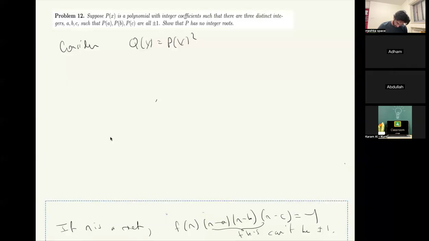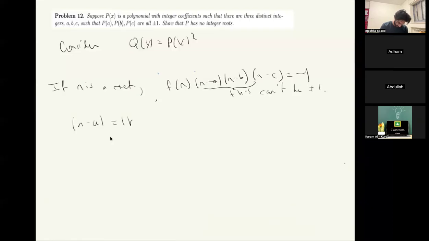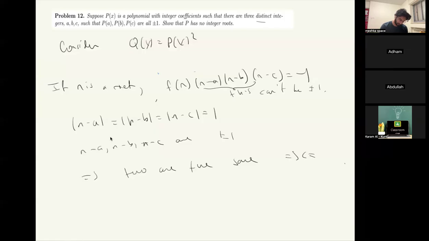So yeah, if this was true, then it would mean that absolute value of n minus a equals absolute value of n minus b equals absolute value of n minus c, which equals 1. But then what happens? Then n minus a, n minus b, n minus c are plus or minus 1, but then two of them are the same, and we have a contradiction, because they were distinct. Okay, great.